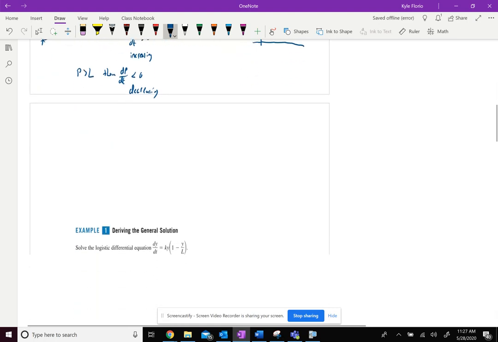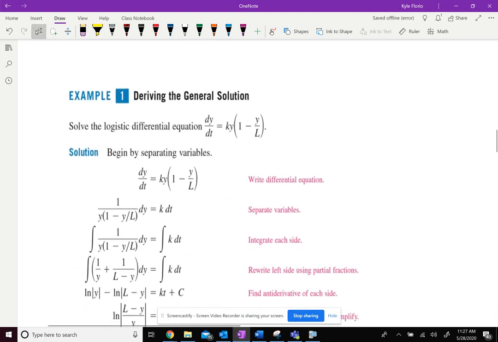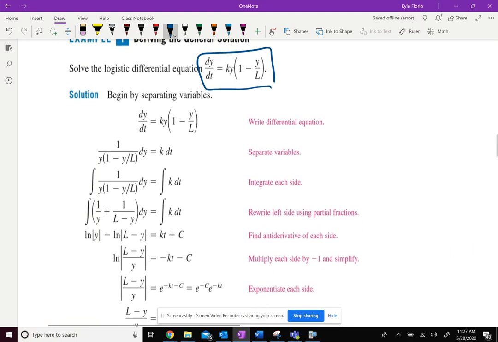All right. So how can we solve this differential equation? And instead of P for population, they're using Y, which is fine. To solve this, I'm going to send you a video that kind of walks you through it, but I'm not going to take the time to solve it. This is how the book solves it.